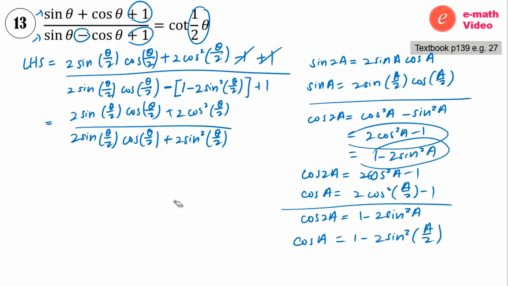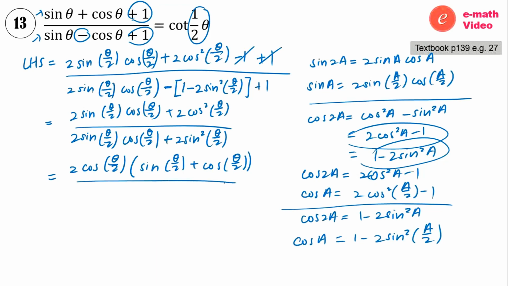Okay, let's see what we can do now. We have to factor out the 2 cos theta over 2 on top. Okay, we take out 2, not sine, sorry. We take out 2 cos theta over 2 on top. Then we have a sine theta over 2 plus cos theta over 2. Okay, so later below we can cancel it out.